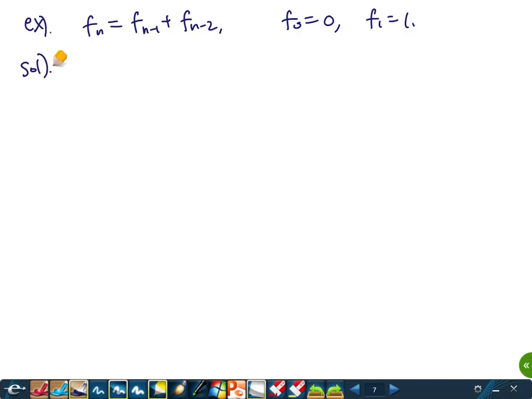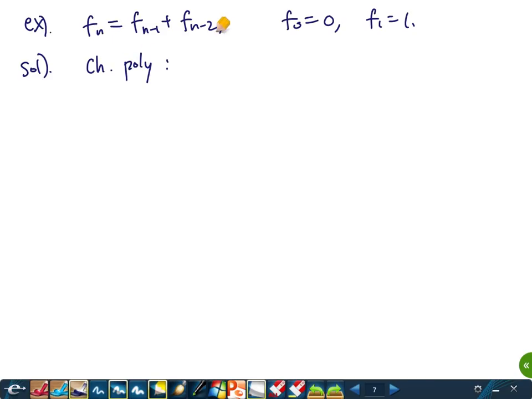So, example: the Fibonacci numbers are given by this, f0 equals 0, f1 equals 1. Now we want to find the nth term of this. It is almost impossible to guess if you just compute the first few terms. So, solution. It's a routine solution. What is the characteristic polynomial here?